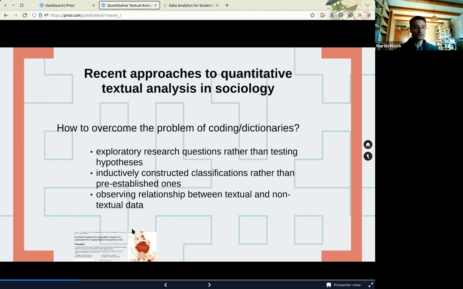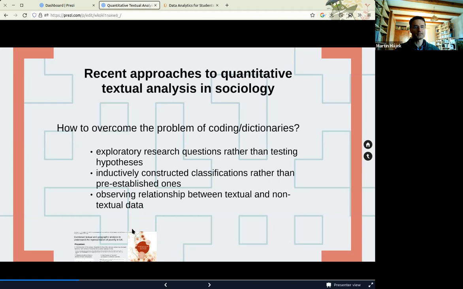So it's better to construct these reference samples inductively on Czech data and to use it. And the third way how to get rid of the problem of coding and dictionaries is observing the relationship between textual and non-textual data. The example I will show you in the next slide, the book or the research that did exactly that.